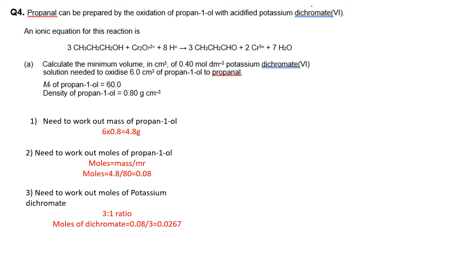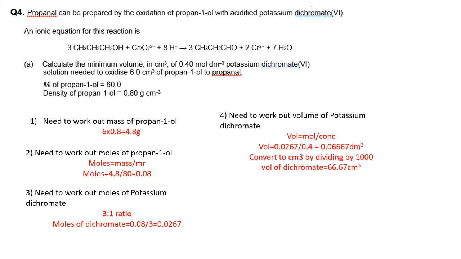and we know the concentration, so we can work out the volume. So volume equals moles divided by concentration. We plug those numbers in and we get an answer in decimetre cubed. Now remember the question was after centimetre cubed. So we need to convert those decimetre cubes to centimetre cubes by dividing by 1000. That gives us a final volume of 66.67 centimetres cubed.